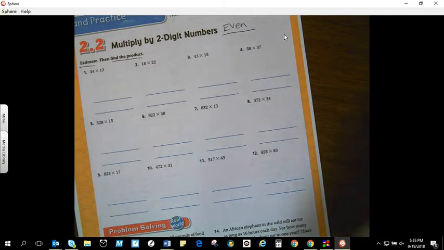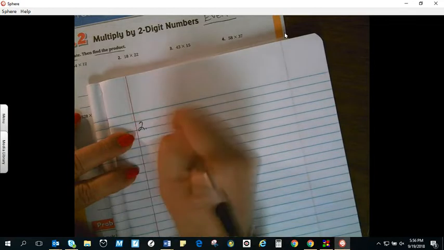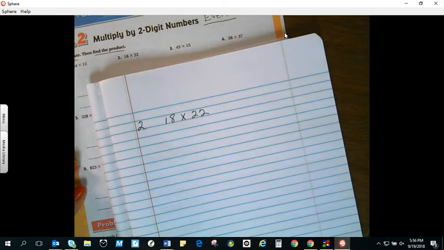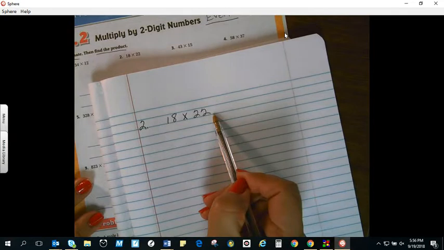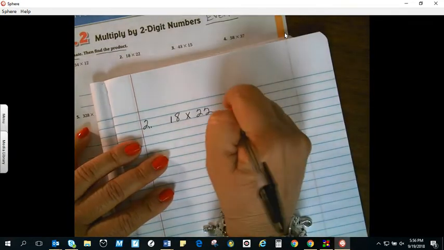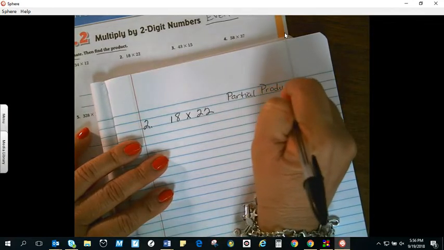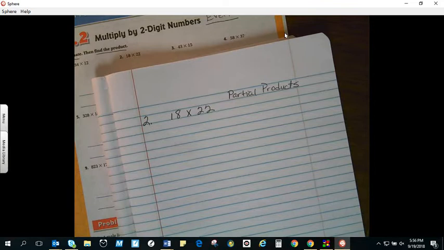So go ahead and get another sheet of paper, and I'm going to write number 2, 18 times 22. We're not only going to estimate, but we're going to find the product of 18 times 22. And today I want us to do it using the strategy partial products. This is just one way of practicing to see if it works for you. You don't have to do it for all of them if you don't want to. However, try to, and you can also do the standard algorithm if that's what you would like.